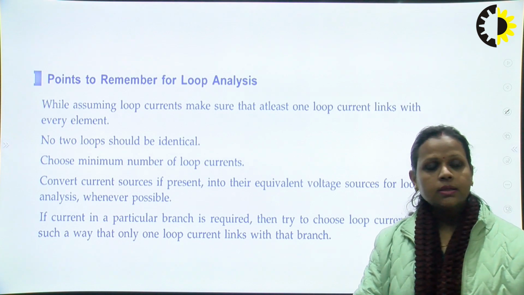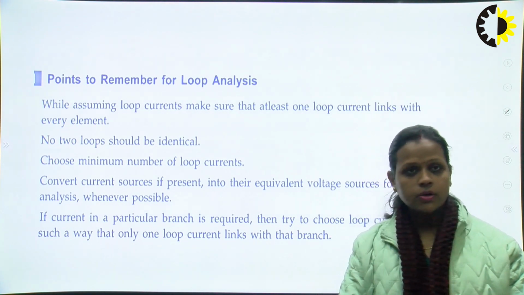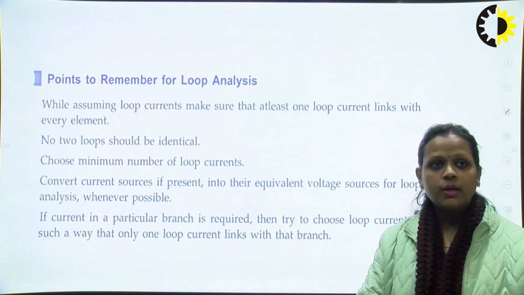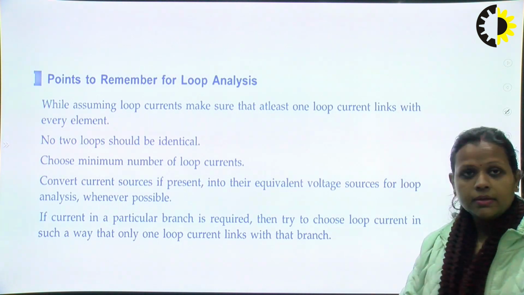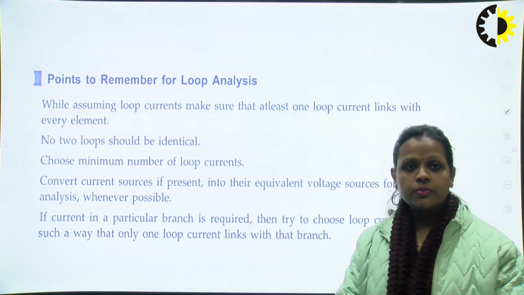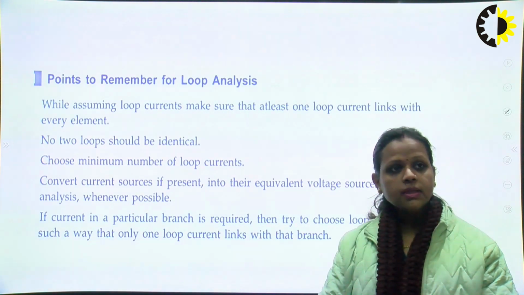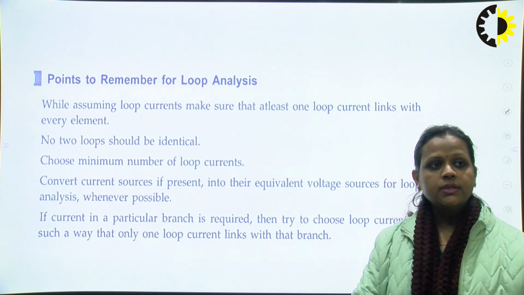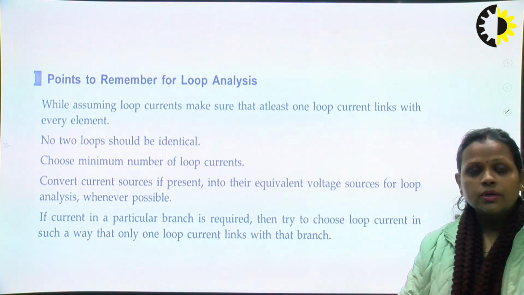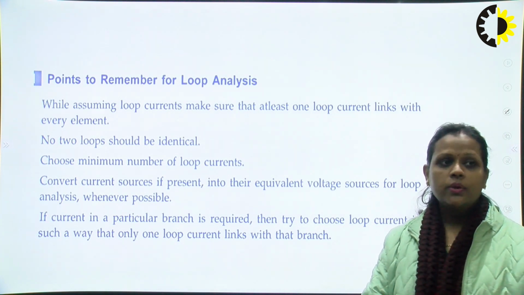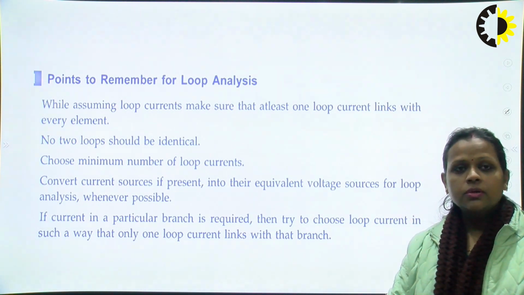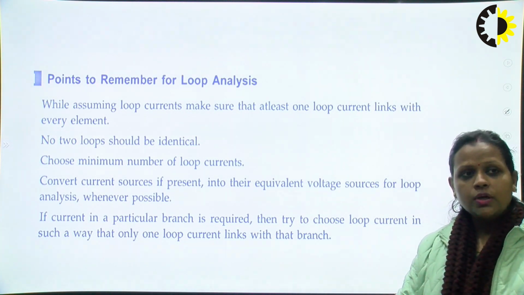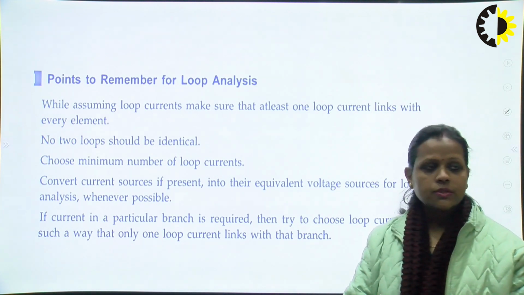So there are some points which we should remember for loop analysis. While assuming loop current, make sure that at least one loop current links with every element, and no two loops should be identical, and choose minimum number of loop currents, and convert current source, if present, into their equivalent voltage source for loop analysis whenever possible. And if current in a particular branch is required, then try to choose loop current in such a way that only one loop current links with that branch.